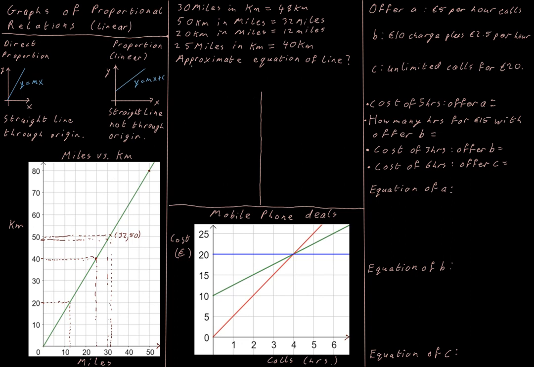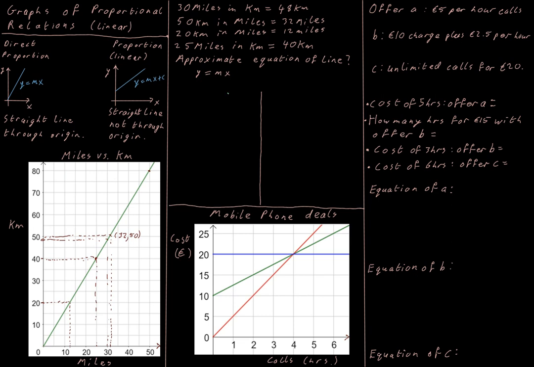Now, what is the approximate equation of the line? So the equation of the line, I know based on my understanding of this relationship that the equation should be in the form y equals mx, because in general the equation of a line would be y equals mx plus c, and in this case c is 0. I'm going through the origin, so I cross the y-axis at 0, so the constant is 0, so I know the equation of my line should end up looking like this.